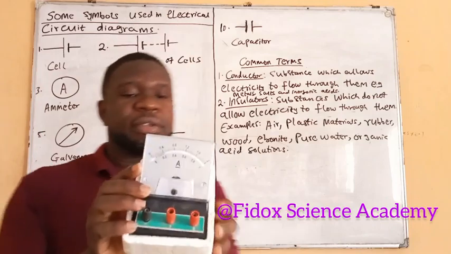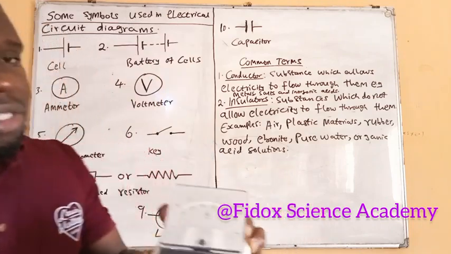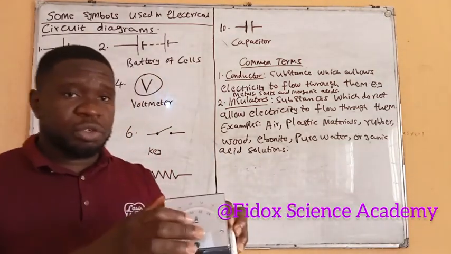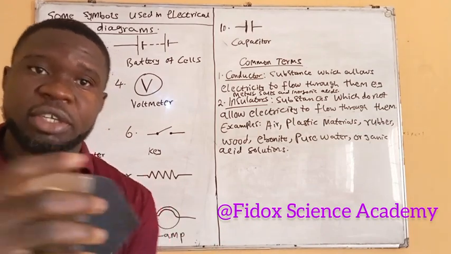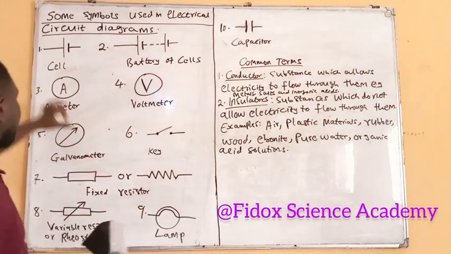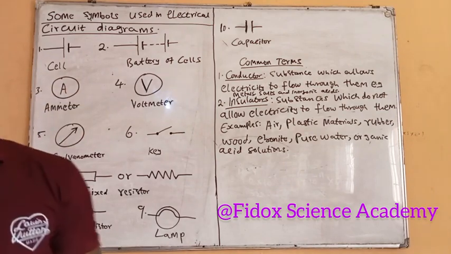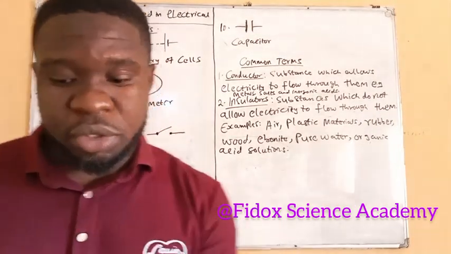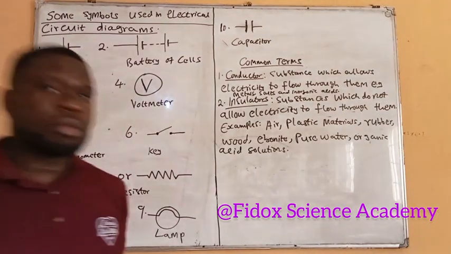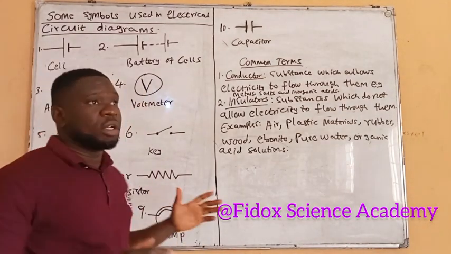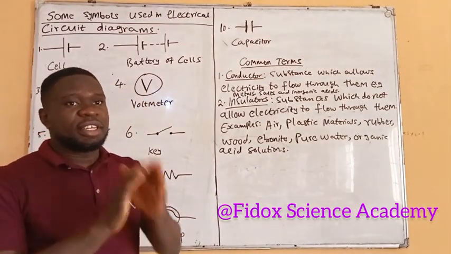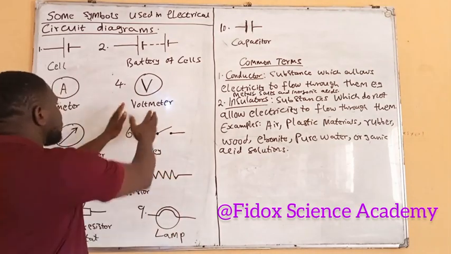So when you want to represent this instrument in a circuit diagram, you draw the circle like this, then you write A inside. That's the ammeter. So the third thing we have here, the fourth thing we have here is the voltmeter.